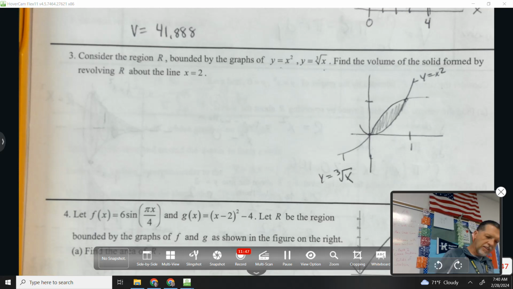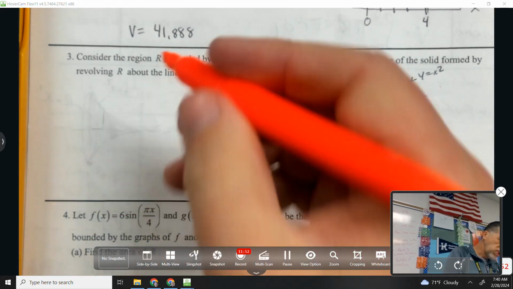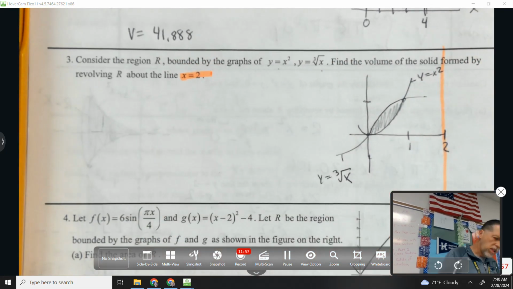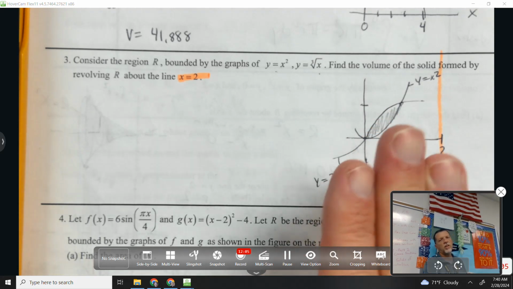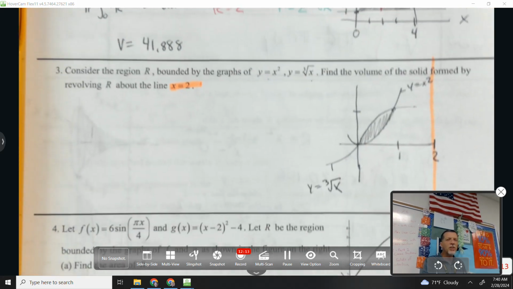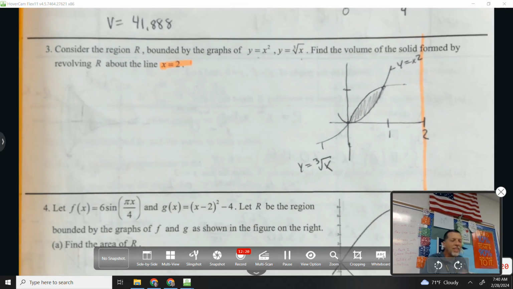But revolving around the line x equals 2. So I'm going to come out of the page, around x equals 2, back into the page, and around. Last time I didn't draw the picture. Do you want me to draw the picture, or shall we just do it without the picture? Draw the picture? Okay. The picture, I think the picture helps, but some people don't want to draw it, and that's fine.